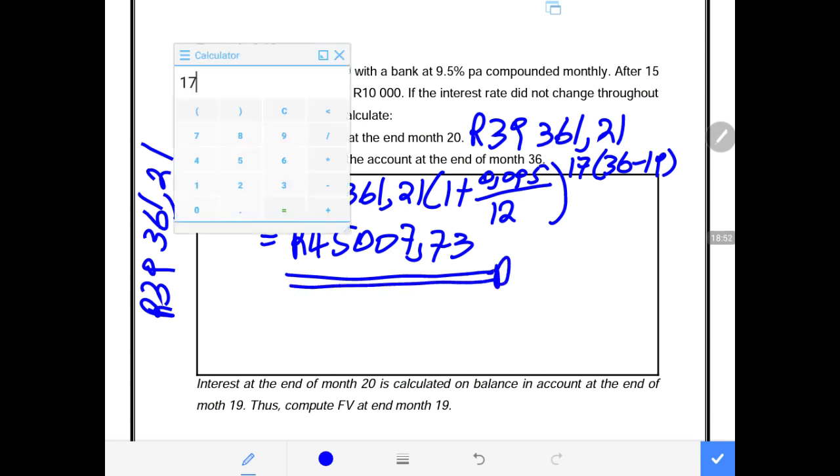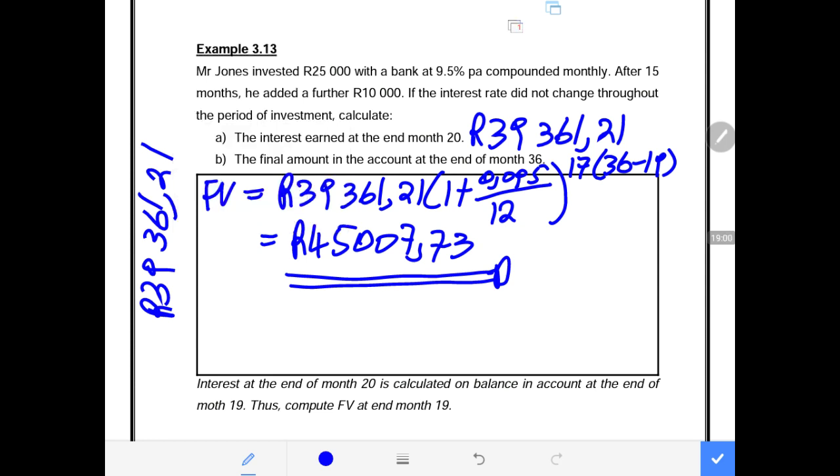Remember, I'm not using this calculator because it does not have the function for me to say to the power of something, but I'm sure you're very clear when it comes to that. In the Sharp calculator, if you need the power, you press second function, then the power key, and then you press the amount. So this is the balance that will be in the account at the end of month 36.